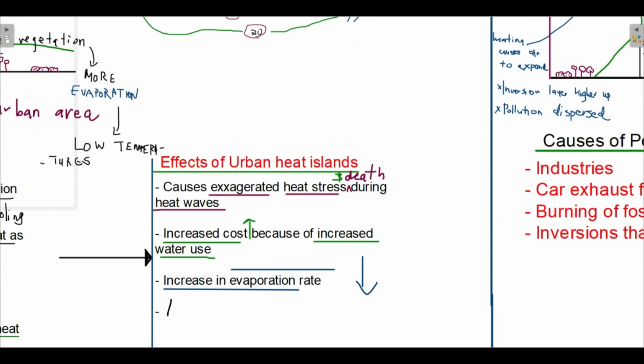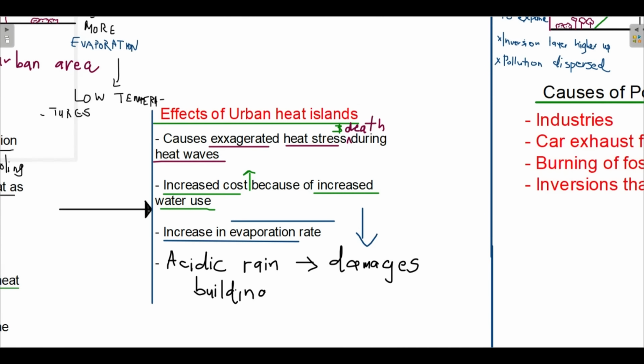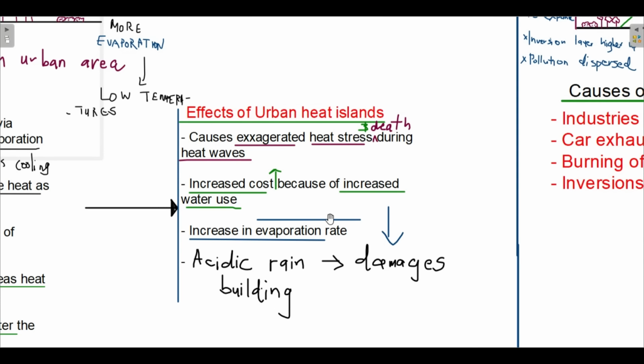Okay, so there should have been acidic rainfall here as well. Okay, so acidic rain, which damages buildings, or the paint of buildings or statues, and of course affects vegetation because it changes the pH of the soil, right? So these are some of the effects of urban heat islands. So if you have any more effects of urban heat island that you can provide, please do so, guys, in the comments. I would really much appreciate that.